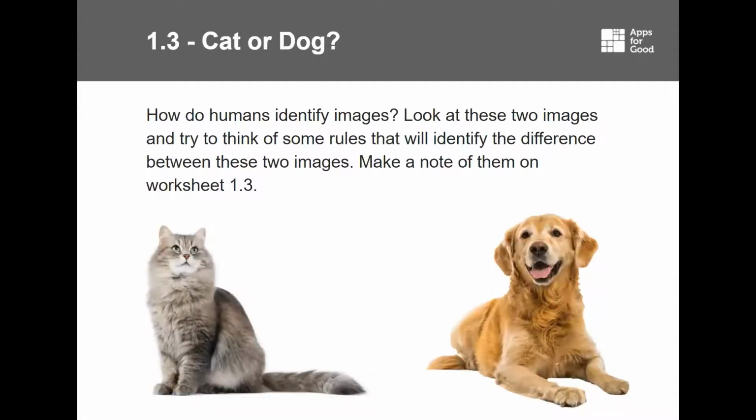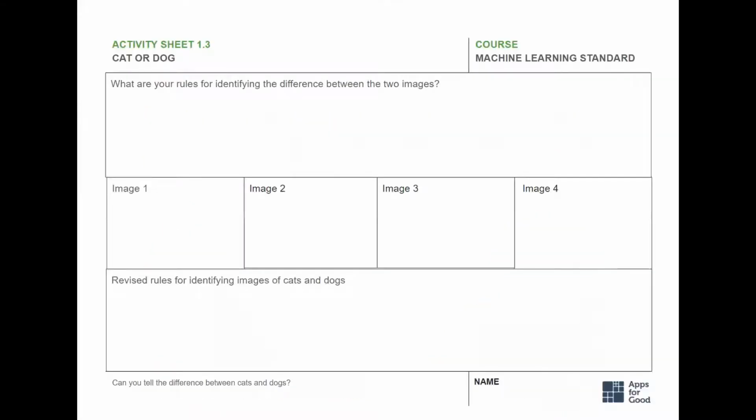Now we are going to look at how humans identify images. Have a look at the images of the cat and the dog. What rules can you think of to help you decide whether the image is a cat or a dog? If you're finding this activity difficult, think back to the first video which covered the same activity. Write down your rules in the first section of worksheet 1.3 in your workbook.